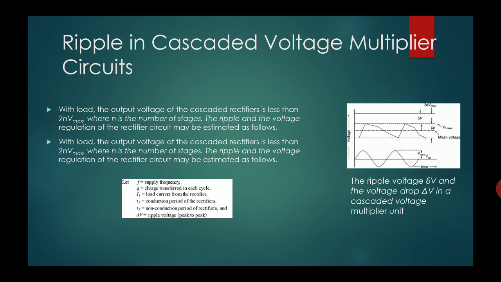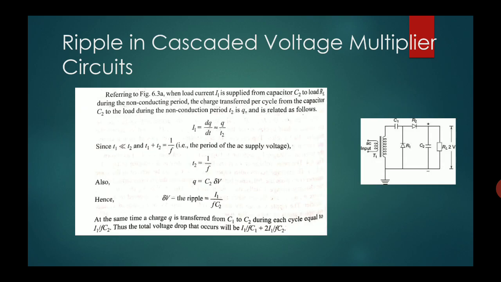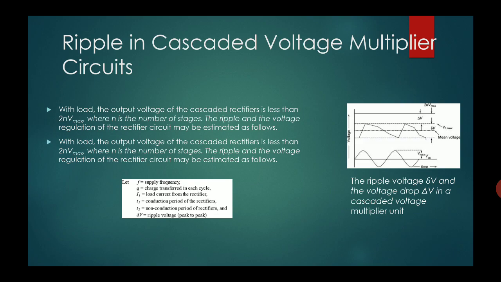With load, the output voltage of the cascaded rectifier is less than 2n Vmax, where n is the number of stages. The ripple and the voltage regulation are given here. These are the different values or elements that we will be using in defining the ripple calculation. It is referring to figure 6.3a, that is this figure on the right hand side.